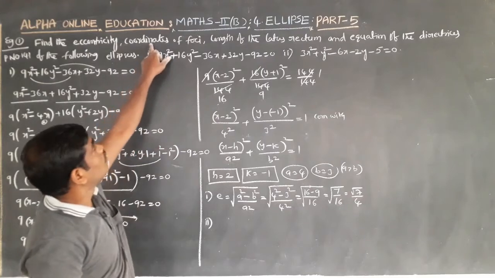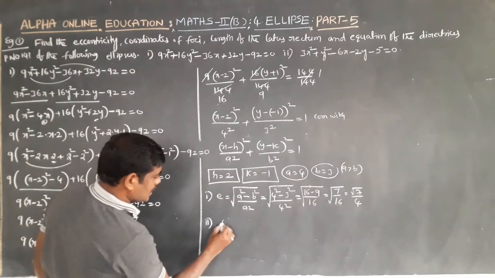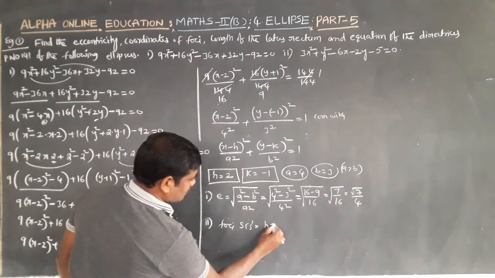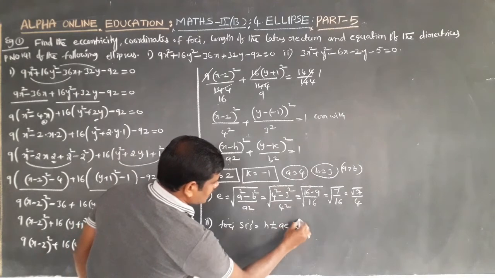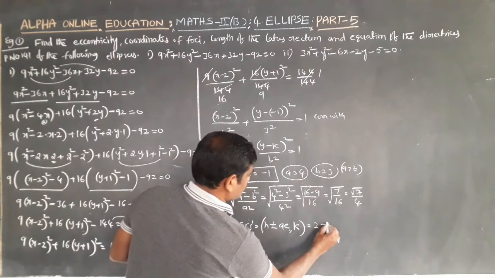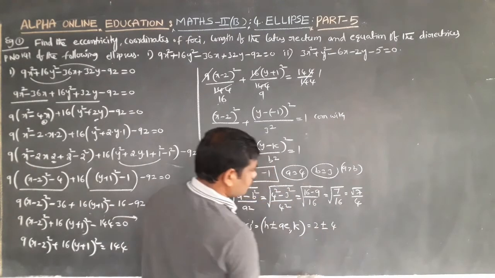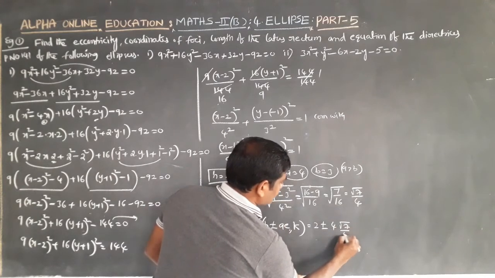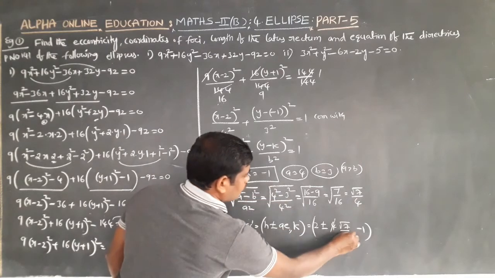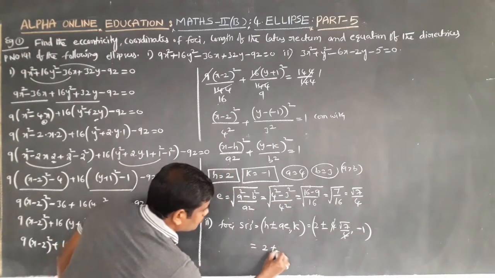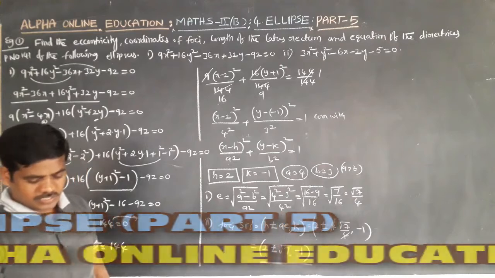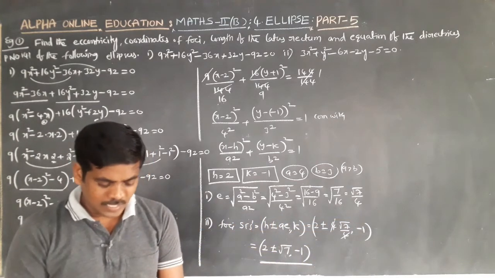Second one is coordinates of the foci. Coordinates of the foci, S and S dash, are h plus or minus ae comma k. h is equal to 2 plus or minus a which is 4, e which is root 7 by 4, comma k means minus 1. 4 and 4 cancel: 2 plus or minus root 7 comma minus 1. This is the foci of the ellipse.